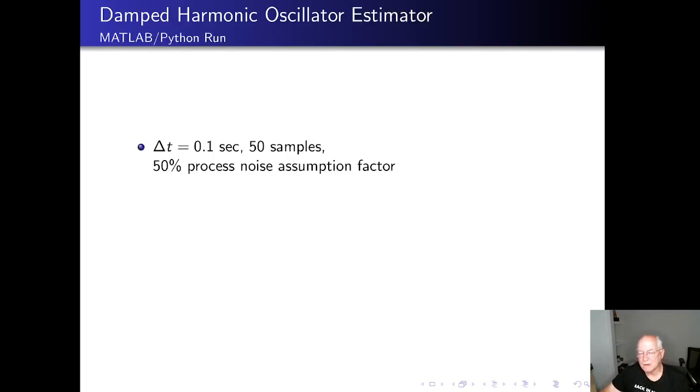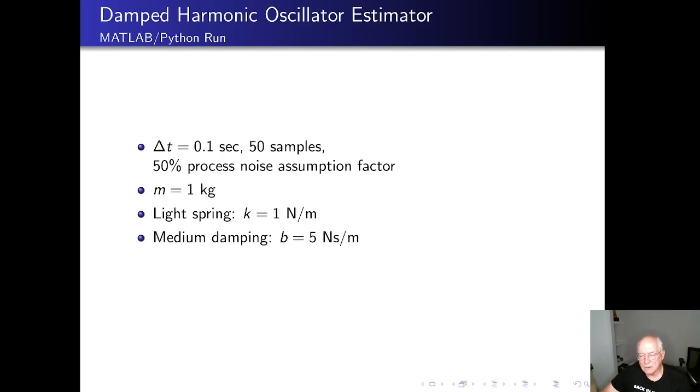All right, so let's take a look at some simulation runs. Delta t in the first simulation is 1/10 of a second. We're also assuming 50% process noise assumption factor. We talked about that in the last video. For mass, I'm taking 1 kilogram, a light spring constant of 1 Newton per meter, and a medium damping factor of 5 Newton seconds per meter.